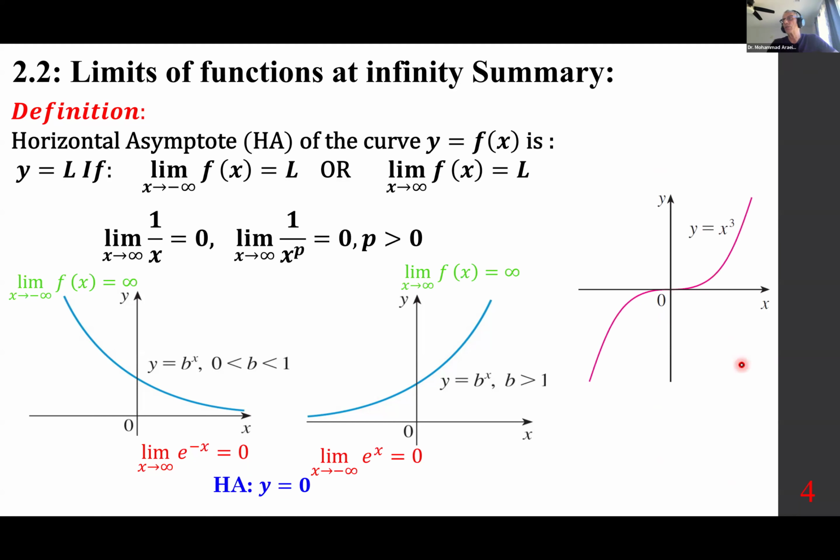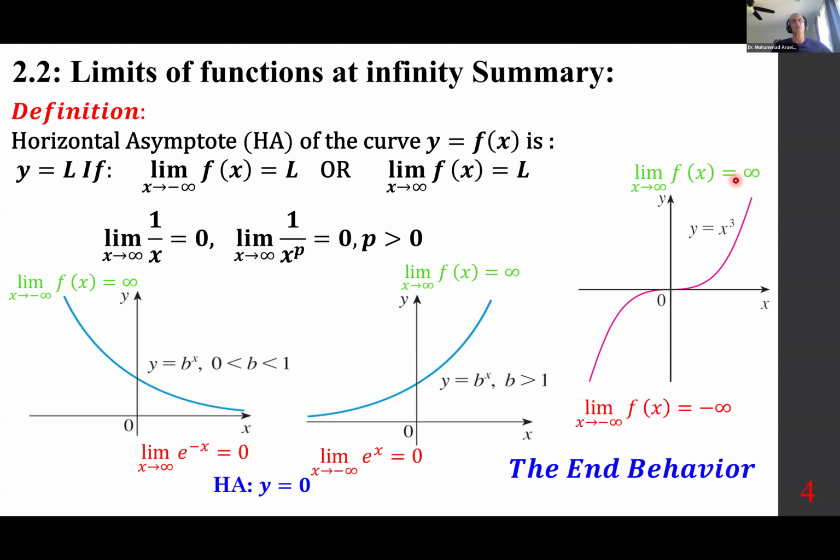A function everybody is familiar with, y equals x cubed. The concept of finding the limit as x approaches negative or positive infinity is known as the end behavior. The limit of f of x as x approaches negative infinity is negative infinity. That means the third quadrant. The limit of f of x as x approaches infinity is infinity. That means the first quadrant. And this concept is known as the end behavior, everybody.